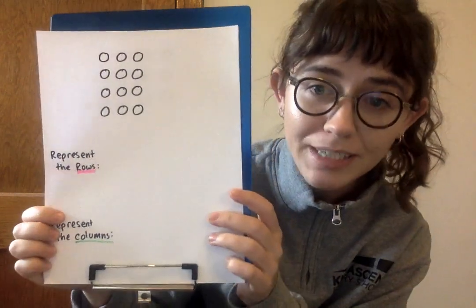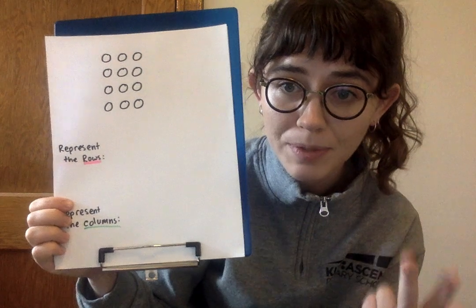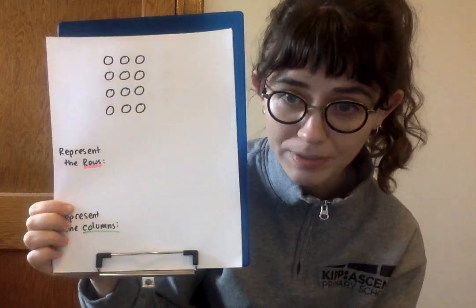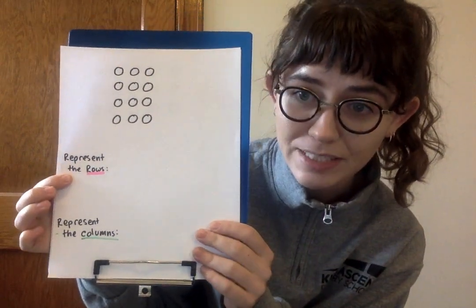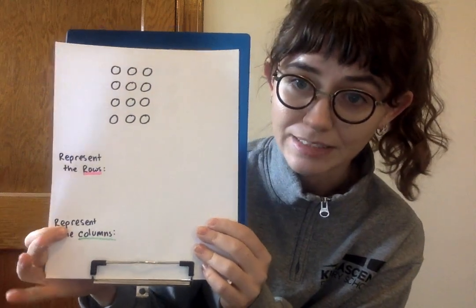So on our first problem today, this one's just my turn. You can watch me do it. I have a picture of an array. And my job today is to write two repeated addition sentences to represent the array. I'm going to write one that represents the rows and one that represents the columns.